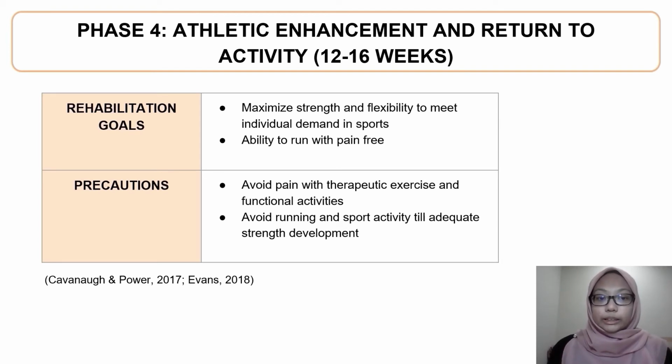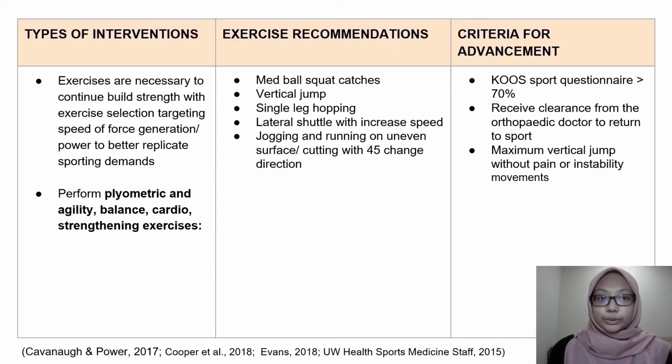For the precautions, it is the same as phase 3, which is to avoid pain when doing therapeutic exercise and functional activity, and avoid running and sport activity until adequate strength has been developed. In this phase, exercises are selected to continue building leg strength for the athlete to meet their sport demands, and also to target the speed of force production, or power. Exercises performed in this phase are plyometric and agility, balance, cardio, and strengthening exercises.